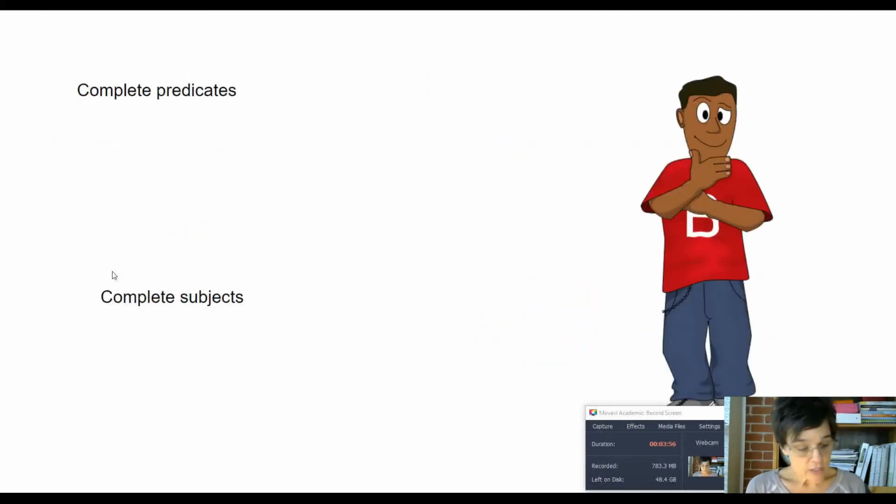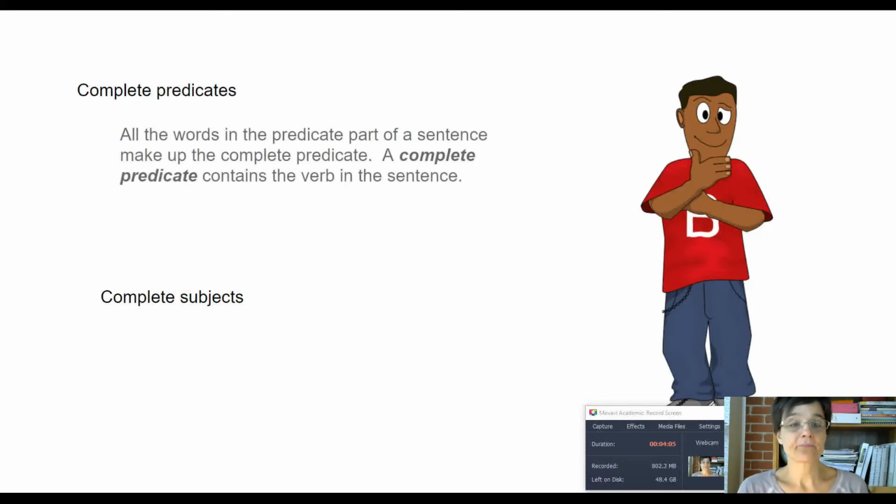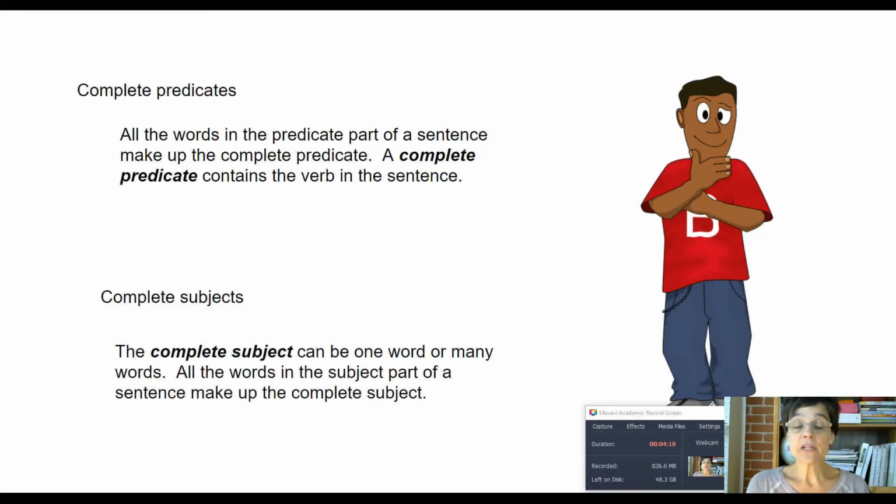Okay, let's look at complete predicates then. Hope I'm not getting too far ahead. Yeah, complete predicates. Okay. All the words in the predicate part of a sentence make up the complete predicate. A complete predicate contains the verb and everything else that goes with it. Now, the complete subject can be one word, or it can be many words, but it's all the words in the subject part. That's the complete subject.